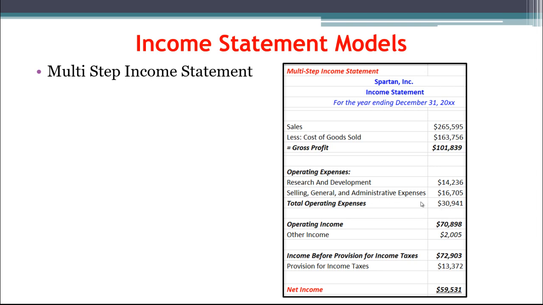We'll do a subtotal there. And then we have operating income, a subtotal. And we might have some other income. Interest income, for example. There might be some gains and losses here. We have $2,000 of that. So we'll add that in and get another subtotal, the income before the provision for income taxes. And then we subtract out our income tax expense. And we arrive at a net income figure.